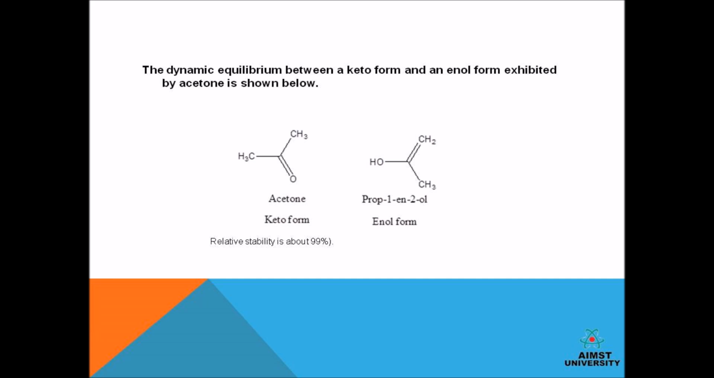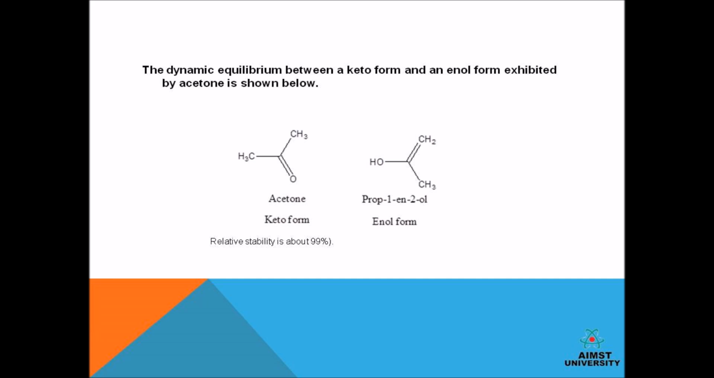Here in this slide you can see there is a dynamic equilibrium between a keto form and an enol form exhibited by acetone. The left side is the ketone form, which we call acetone, and the right hand side is the enol form, which is prop-1-ene-2-ol. An alcoholic group on a C double bond C is called enol. It is an alkene alcohol. The tautomers are formed due to complete transfer of a hydrogen atom, and the relatively stable keto form exists in a higher percentage than the enol form.